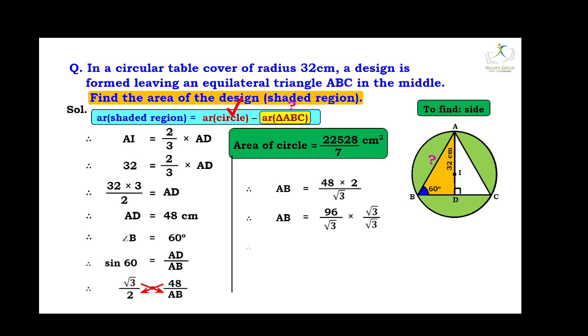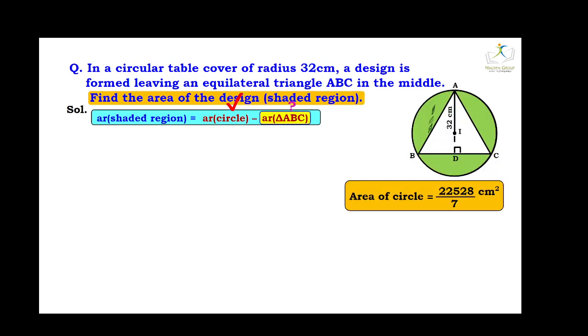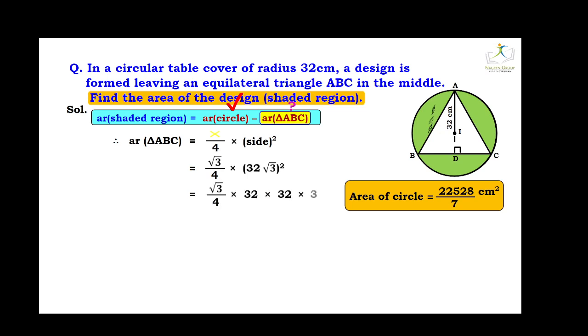Now one side we know that. To rationalize the denominator, multiply by root 3 by root 3. Now 3 can cancel, so 32 root 3 is the side of the triangle. Now, what is your formula for the area of an equilateral triangle? Root 3 by 4 into side square. So what is your side? 32 root 3 whole square. Now we have to cancel everything. 32 into 32, root 3 squared becomes 3. By cancelling everything, we can find the area of triangle.